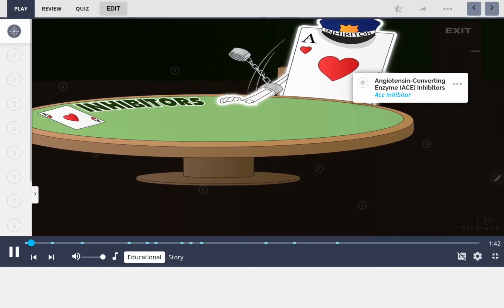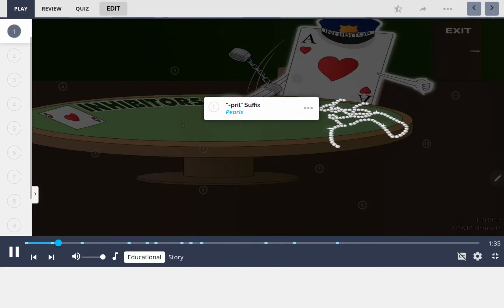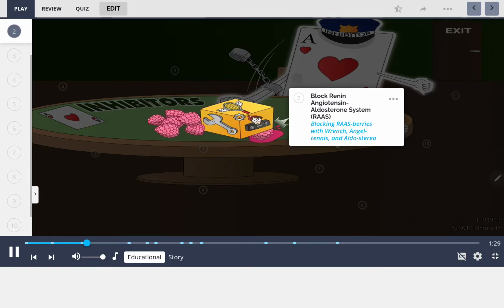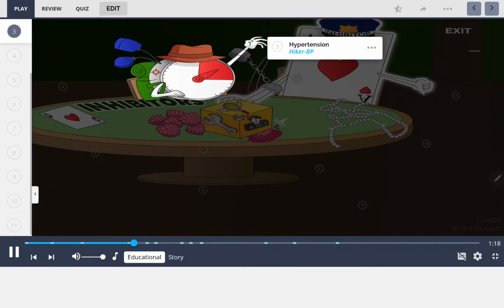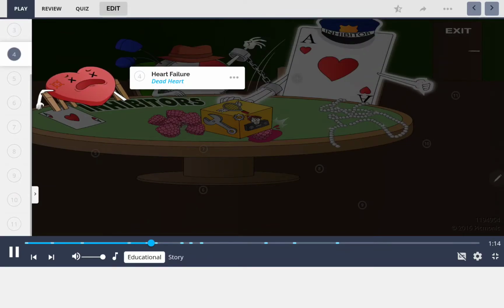Remember angiotensin-converting enzyme inhibitors by the ACE inhibitor breaking up this illegal poker game. This class of medication is easily remembered by the pril suffix, shown here by the pile of pearls as a prize. ACE inhibitors work by blocking the renin-angiotensin-aldosterone system, or RAAS, depicted as blocking raspberries with wrench, angel tennis, and aldosterone. Common indications for this medication include hypertension, the Hiker BP, and heart failure, the dead heart.